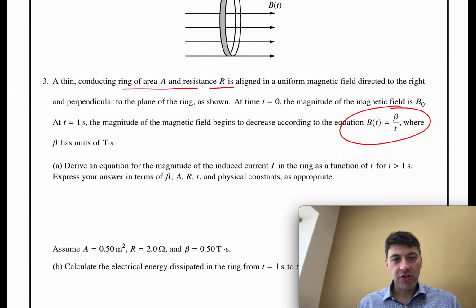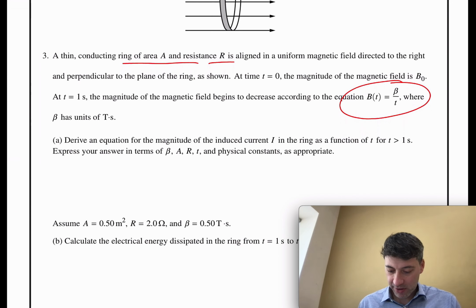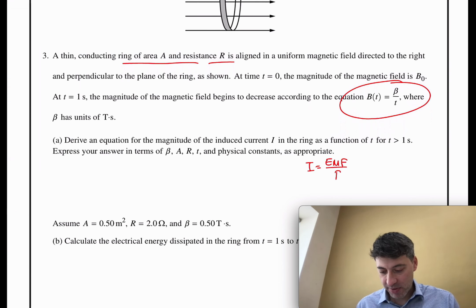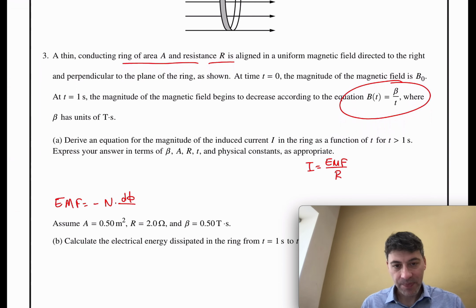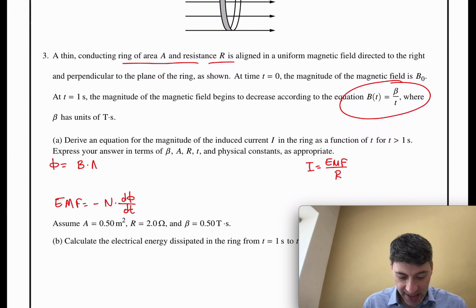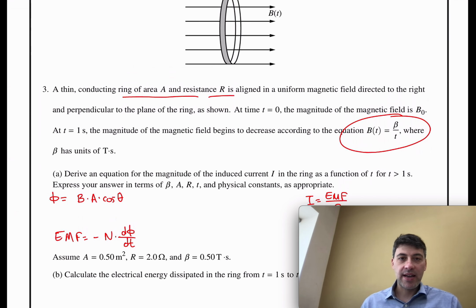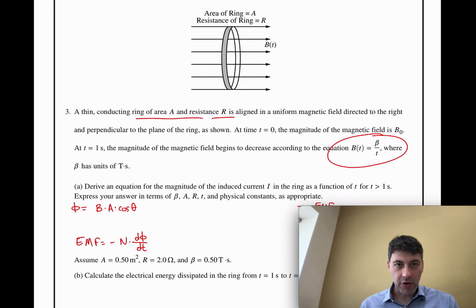So we need to derive an equation for the induced current, and we need to know that the current is EMF over R. But before we go to this, we need to find the induced EMF, and the induced EMF is from Faraday's law: minus number of turns multiplied by change of magnetic flux with respect to time. So first we need to find the expression for magnetic flux, which is B times area times cosine of the angle between the magnetic field and the normal to the plane of the loop.